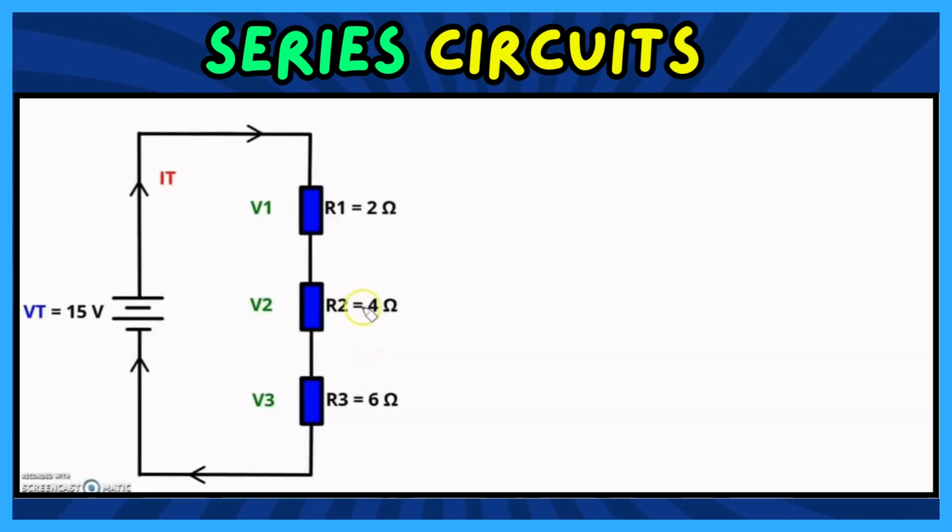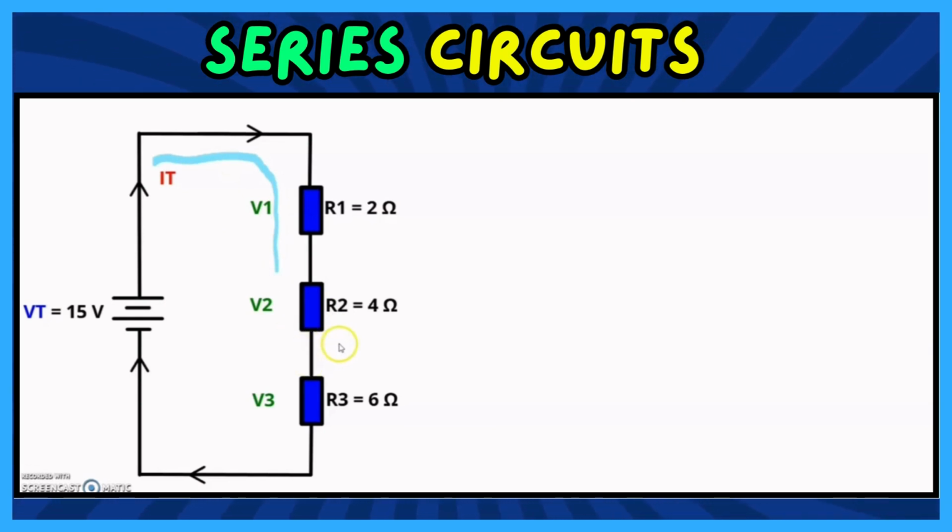Hi guys, in this video we'll be looking at the series circuit and what you need to know on how to approach it. The reason we call this a series circuit is because of the way the resistors are connected to each other and because there is only one path for current flow in the circuit.